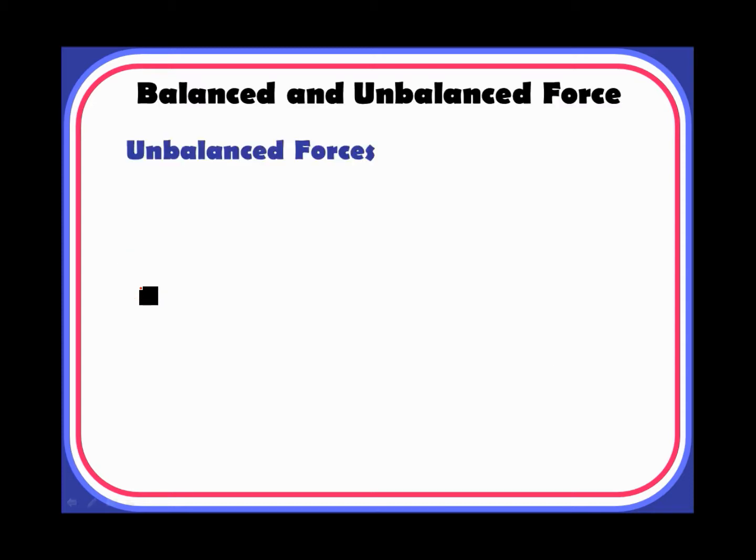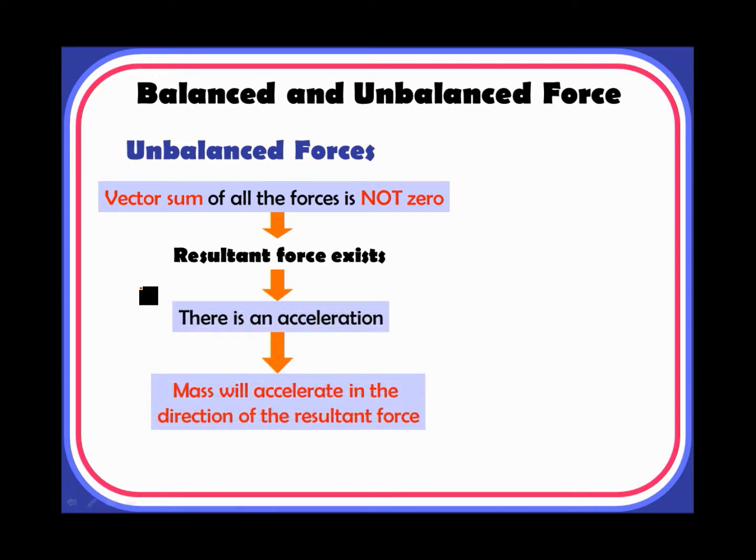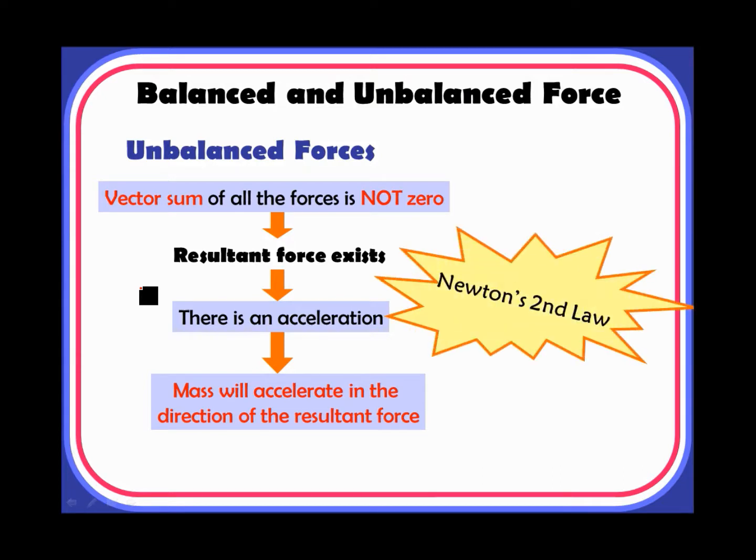Okay, next we look at unbalanced forces. That will be for your example 3.2a, b and c, where the total force acting on the system is not 0. So the vector sum of all the forces is not 0. A resultant force therefore exists. The resultant force is not 0. There will be an acceleration. So the mass or the object will accelerate in the direction of the resultant force, because the object will always move in the direction of the resultant force. So the acceleration must also be in the direction of the resultant force. This is our Newton's second law. We will look at it in greater detail when we do dynamics.